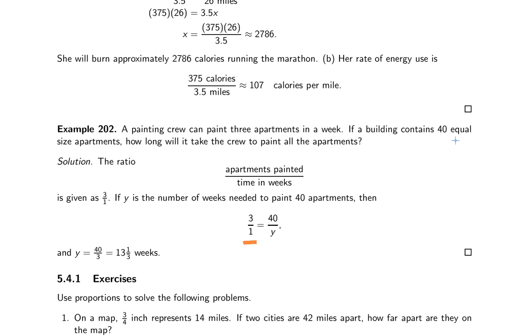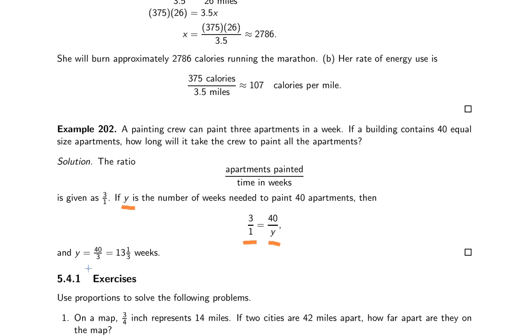The second sentence gives us another rate. This time we have 40 apartments, and we're looking for the number of weeks. Using y here. Any letter will do. So it's 40 apartments in y weeks. And these two are supposed to be equal. This painting crew works at a constant rate. Three y is equal to 1 times 40.